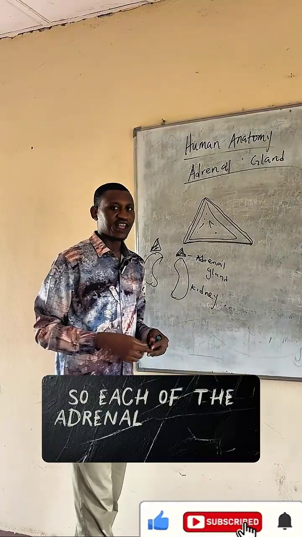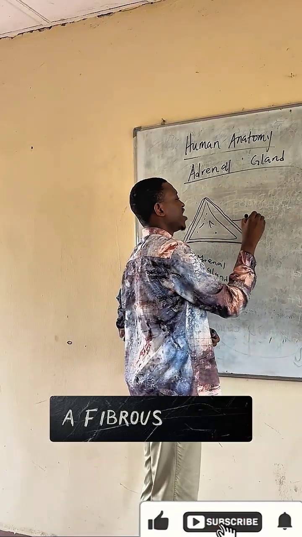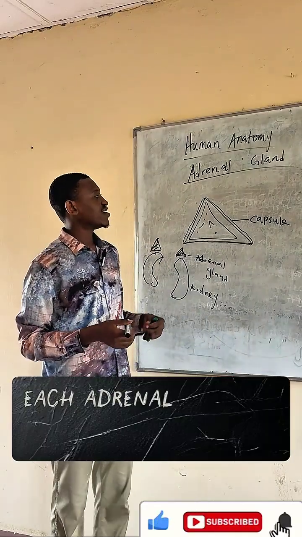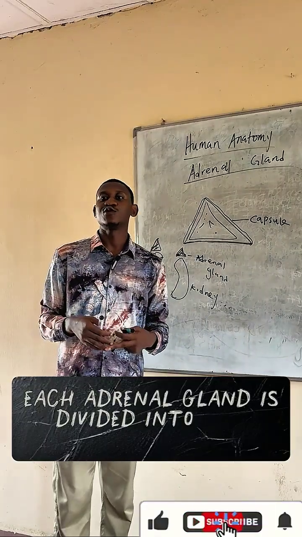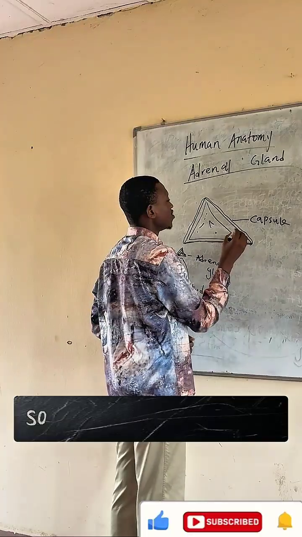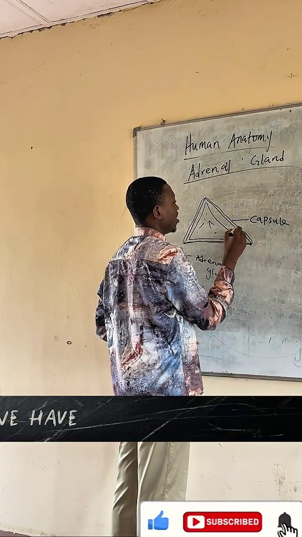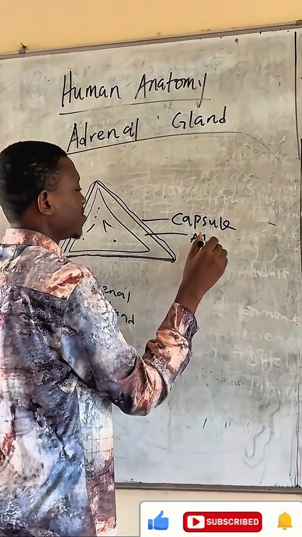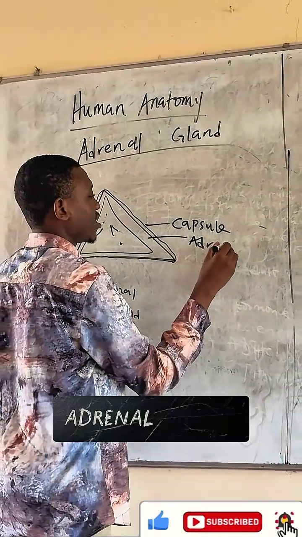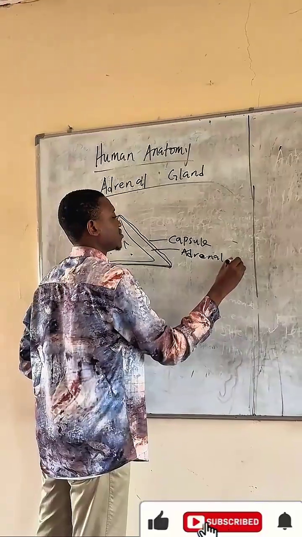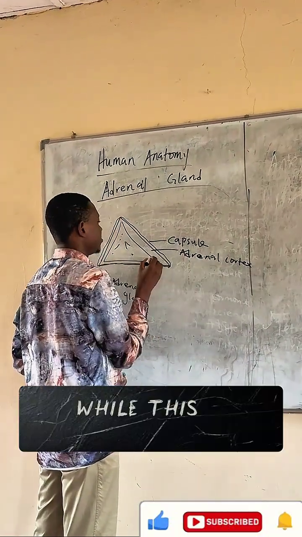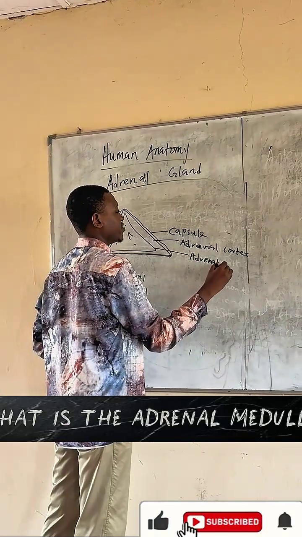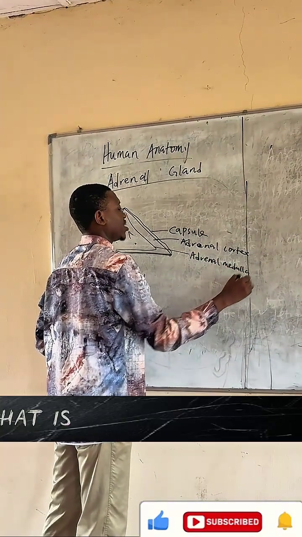So each of the adrenal gland is surrounded by a fibrous tissue called a capsule. Each adrenal gland is divided into two main parts. So we have the cortex. We have the adrenal cortex. This is the adrenal cortex. Why this is the adrenal medulla.